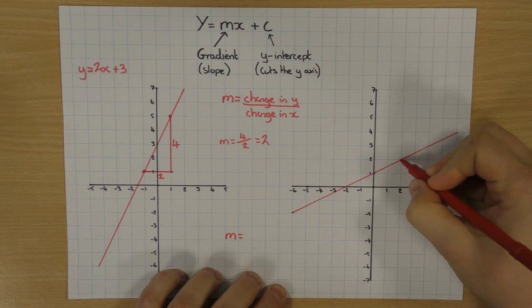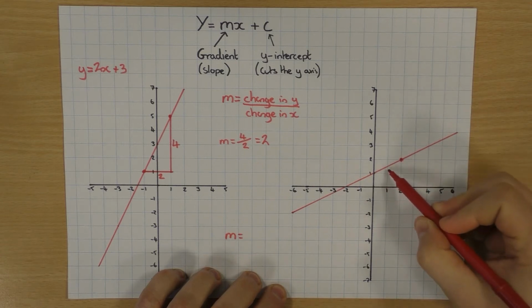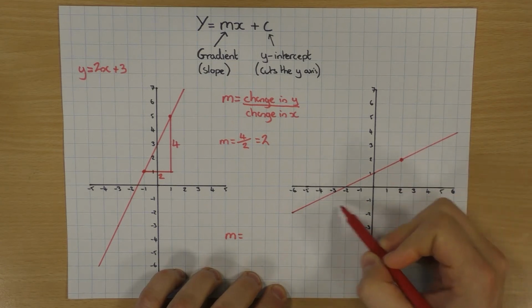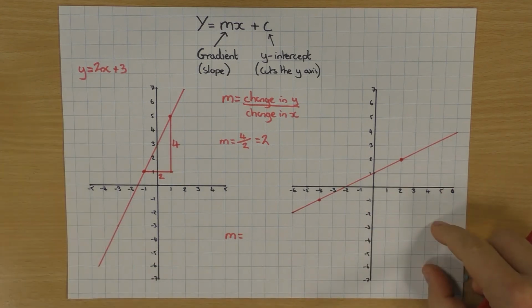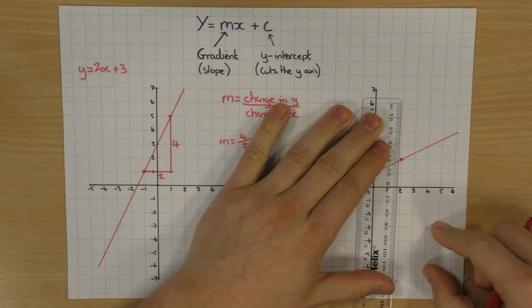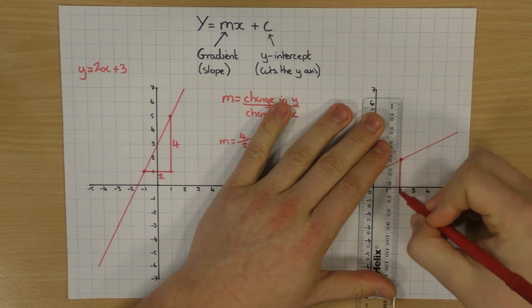So I've got 2, 2. That's a nice one there. I'm not going to use 1 because, look, that's in the middle of nowhere. So I'm not going to use that one. Oh, there's another one there, look. So I'll use that one. So -4, 1. Okay, but again, there's a few others on there you could have had. As long as it is a true coordinate, you can use it.